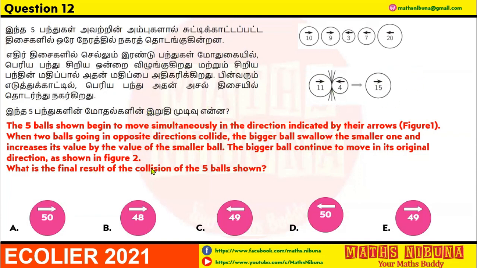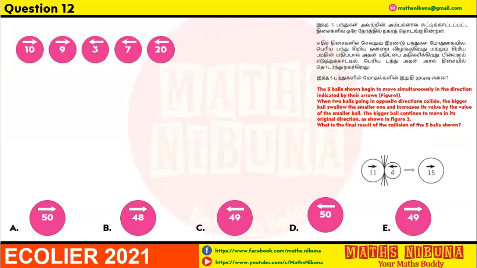Now, what is the final result of the collision of the 5 balls? Now we look at 5 balls. We have 10, 9, 3, 7, and 20. Logically, when we make a first move, everybody is moving. 10 is going to the right, 9 is going to the right, and 3, 7, 20 are going to the left.